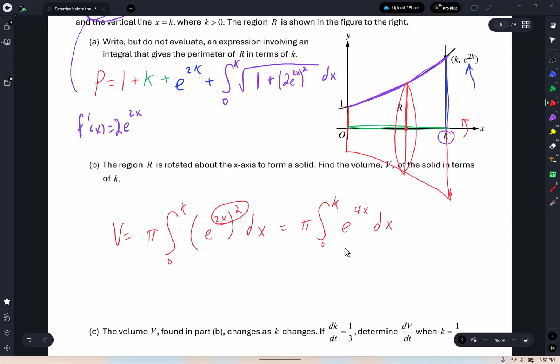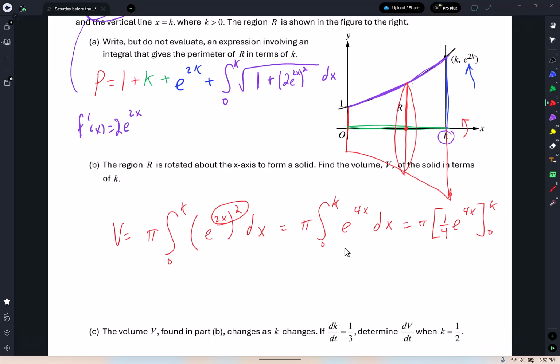I don't see any issues again. Pi on the outside, bracket, I'm evaluating the inside. Antiderivative of that is e to the 4x. Now, if I were doing chain rule, I would have been times 4, but I'm not doing derivative, I'm doing integral. So we're going to multiply by the reciprocal of 4, so 1/4 from 0 to k. The 0 does affect it, guys, because e to the 0 is 1, so be careful there.